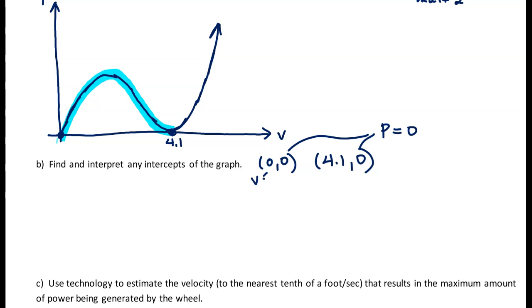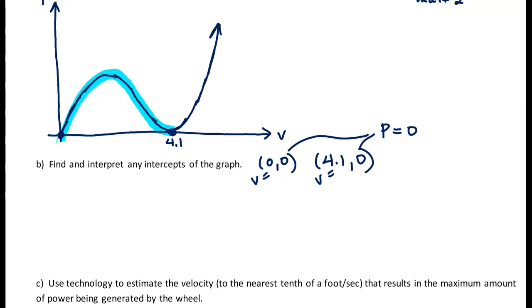So we're saying that if the velocity is 0 or 4.1, no power is being generated, and that's the velocity of the wheel. Or you could even get into it a little more and say if the wheel isn't moving, or if the wheel is moving at the exact speed of the stream, we don't generate any power. So an interpretation should be something along those lines. Go for your complete sentence. Make sure you include the numerical values and the units as always.